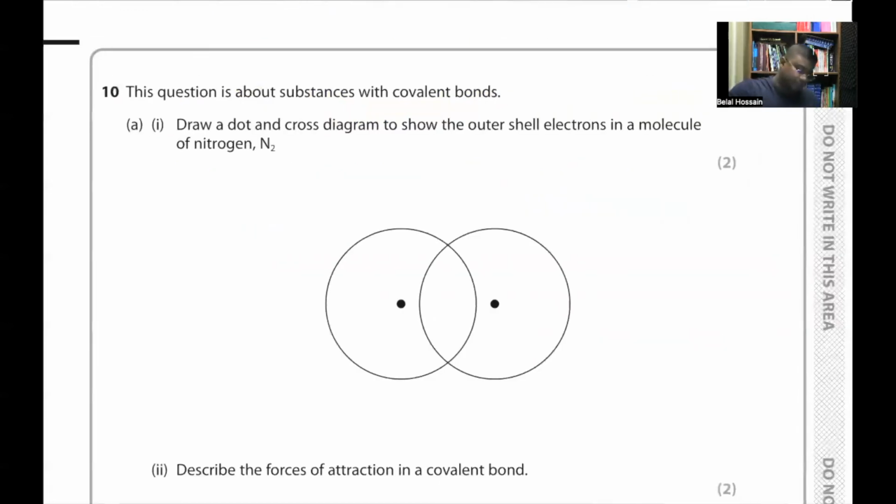Question number 10. This question is about substances with covalent bonds. The question says, draw a dot and cross diagram to show the outer shell electrons in a molecule of nitrogen. So to show that molecule of nitrogen, one of the atoms must be shown with dots. One nitrogen will contain a total of 5 electrons. The other nitrogen will contain a total of 5 electrons. So 3 pairs of electrons are shared between them.